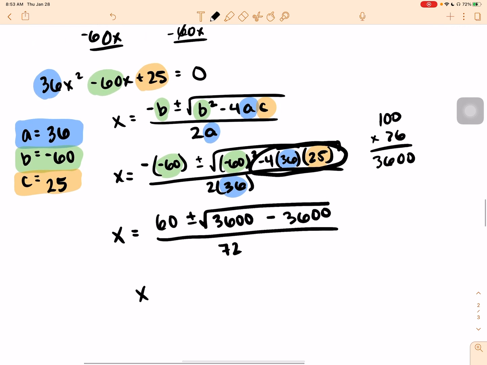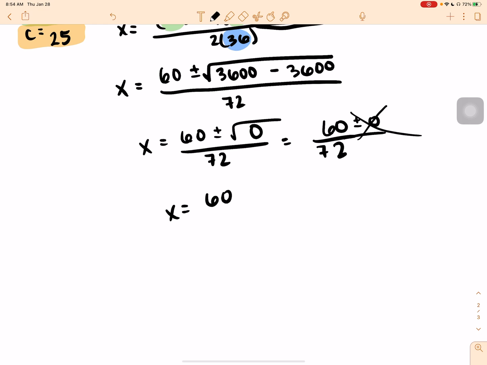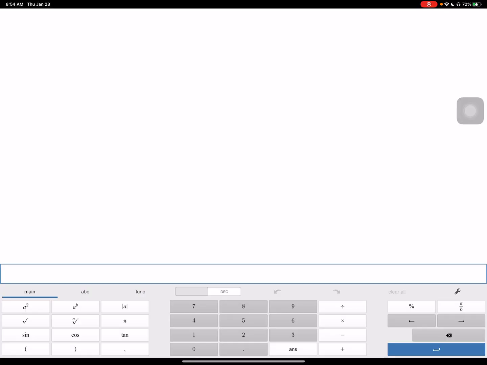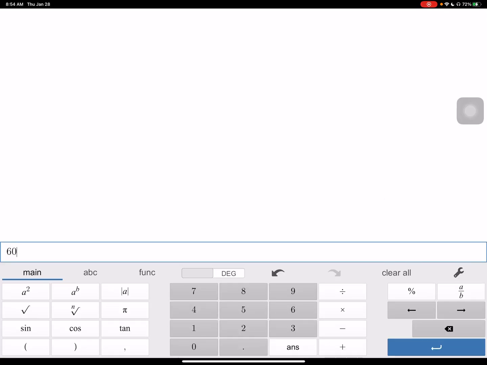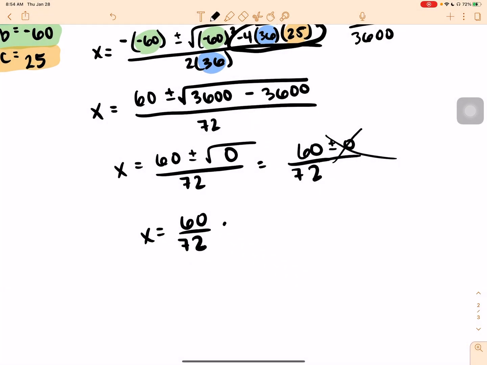So here we can simplify the inside. We're going to get 60 plus or minus square root 3,600 minus 3,600 is 0, all over 72. So this is just 60 over 72, because plus or minus 0, that's just 0, right? So we don't even need that. So x equals 60 divided by 72. If we were to divide that, let's see what we get. .83 repeating, okay? So it's about equal to 0.833.